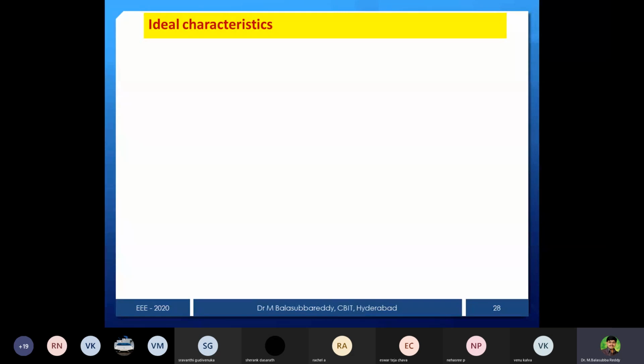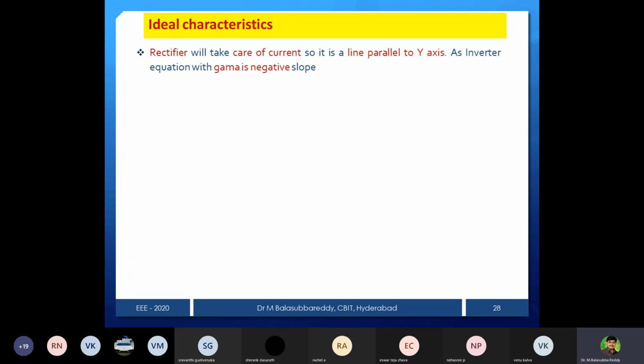Now we'll see some of the ideal characteristics, then move on to practical characteristics. So what is the ideal characteristic? The rectifier will take care of the current, as already proved in the previous slides, so it is a line parallel to the y-axis. If it is a current, what we can represent in the VI characteristics, we can mark this as a current line, a line parallel to the y-axis.